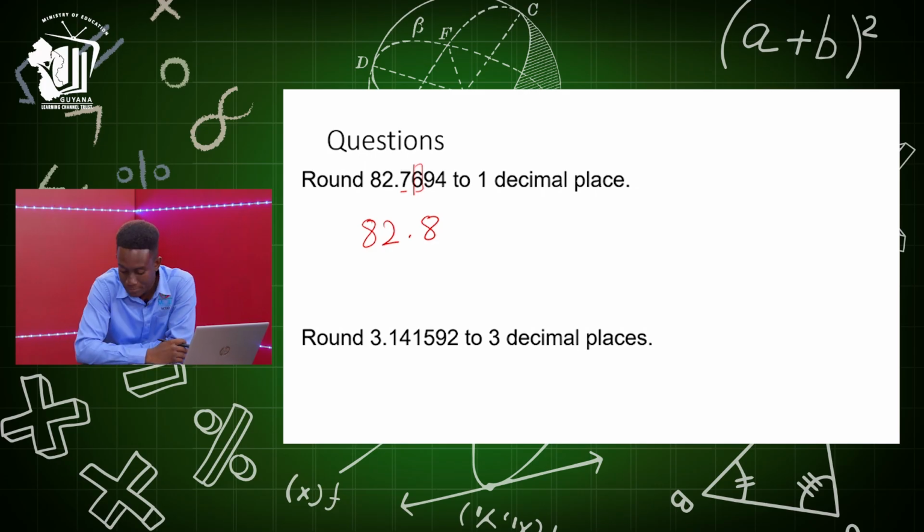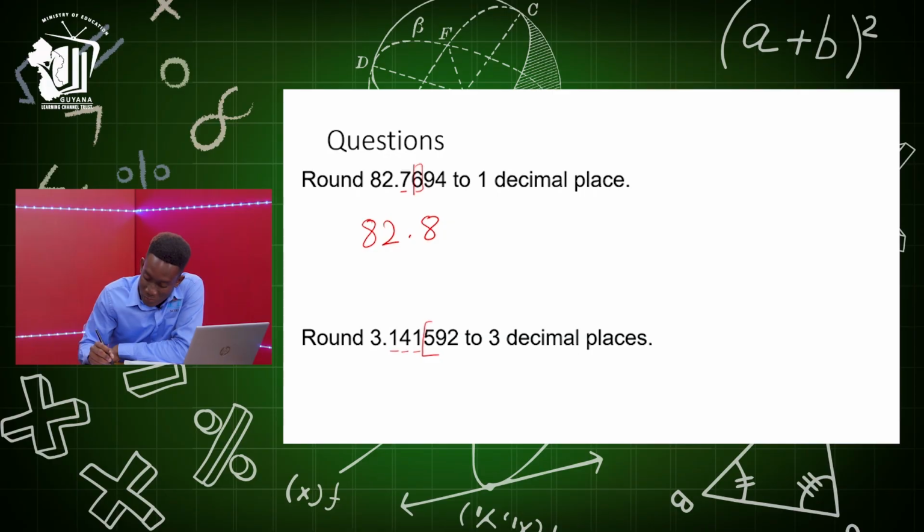Let's look at another number, 3.141592. They want us to write that correct to 3 decimal places. They want us to round it to 3 decimal places, so we need 3 numbers after the point. So we count 1, 2, 3. And then we look at the number after where we stop. In this case, it's 5. So if the number is 5 or more, we add 1 to the previous one. So this will be 3.14, and when we add 1 to this, it will become 3.142.